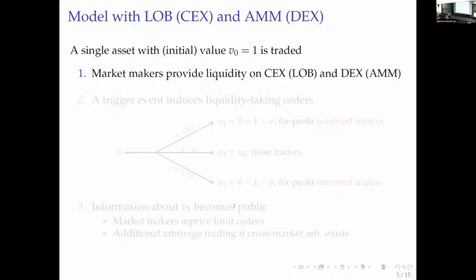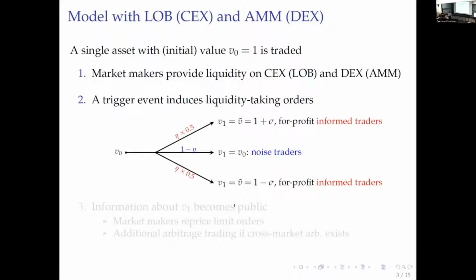Okay, so in the first period, market makers, competitively, are going to provide liquidity both on the centralized limit order market and a decentralized automated market. In the second period, some shock hits and generates liquidity taking orders. With probability eta, the shock is going to hit the common value of the asset, okay? And with the same probability, the asset value increases or decreases by sigma. So you can think of sigma as the asset volatility.